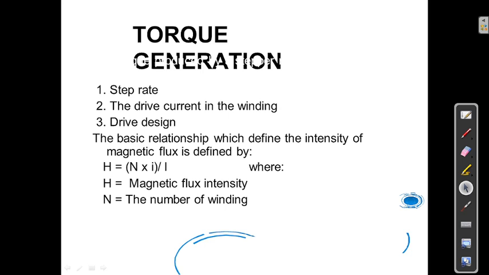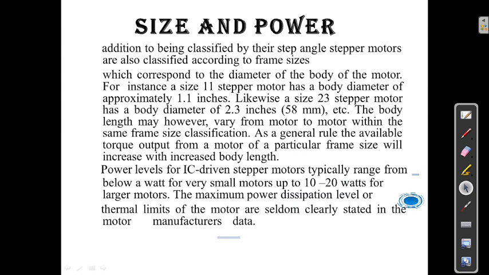This is the torque generation of the stepper motor. The first factor is step rate, the second is driving current in the winding, and the third is drive design. The basic relationship which defines the intensity of the magnetic flux is H equal to N times I divided by L, where H is the magnetic flux intensity and N is the number of windings. Then the size and power of the stepper motor.